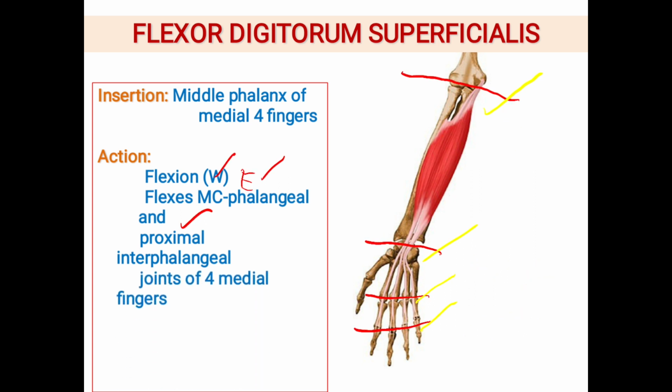So let's proceed. Nerve supply of the same, you have the median nerve. So again, your flexor digitorum superficialis crosses four joints. So it flexes the elbow, the wrist, the MCP, and the PIP. But I am only talking about the medial four. I am not talking about the thumb.